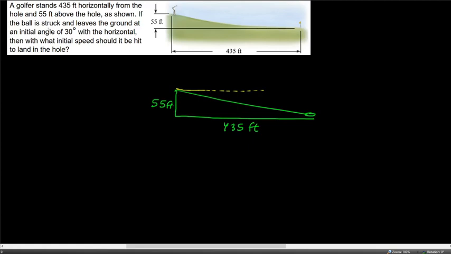So the idea being, we're going to strike the ball at 30 degrees to the horizontal, roughly like that. And hopefully it'll land in the hole. And the question is just asking with what initial speed, we'll call it V0, we need to hit the ball in order to make that happen, right? To get a hole in one, essentially. So we're not going to change the angle. The angle is 30 degrees.